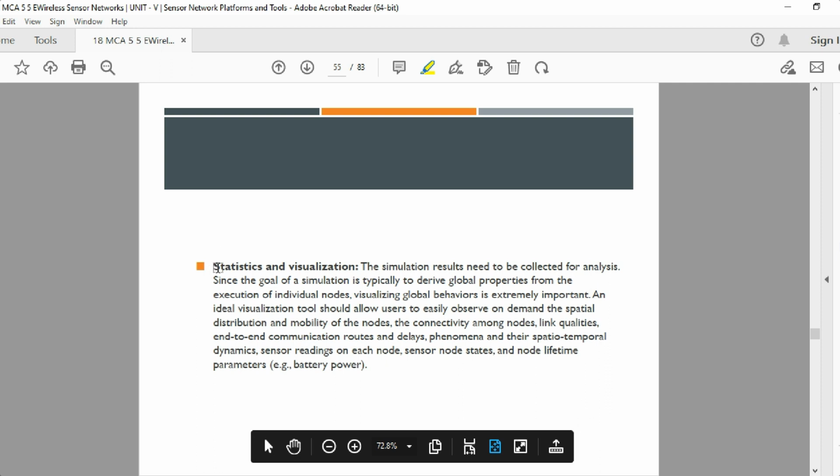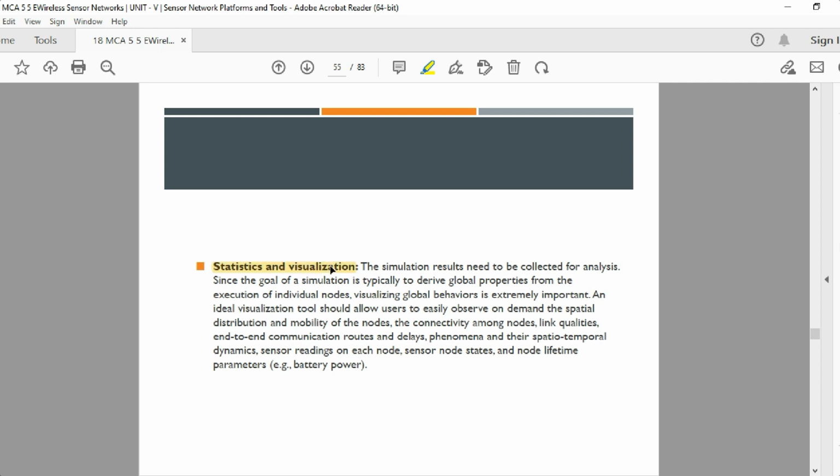And next, we are going to discuss the statistics and visualizations. Whatever simulation results we are collecting will be used for analysis purposes. In this, we will make use of an on-demand spatial distribution and mobility of the nodes. And also, we have to take care about the connectivity among the nodes. How about the link quality? Whether there is any link failure, and if the link fails, how often the link fails.